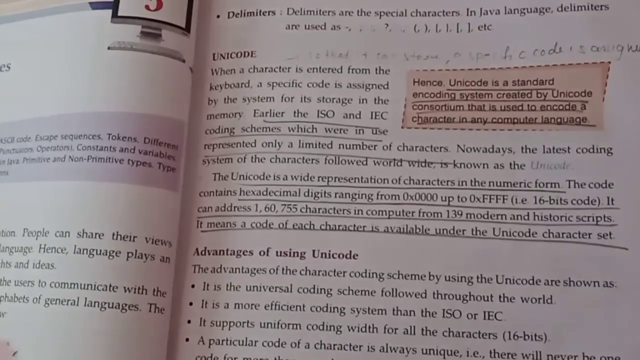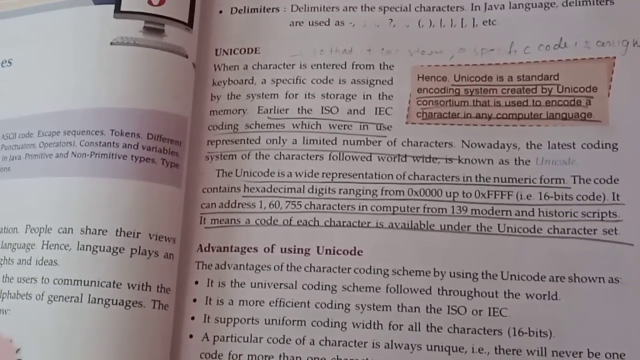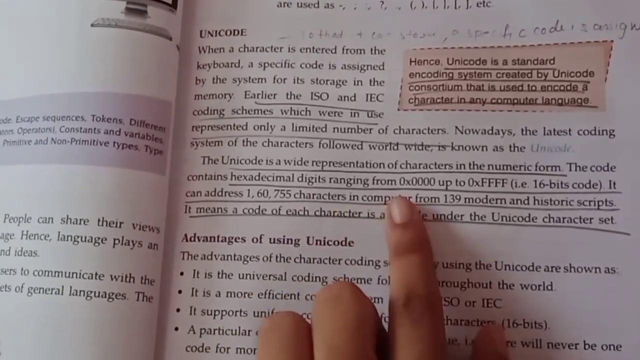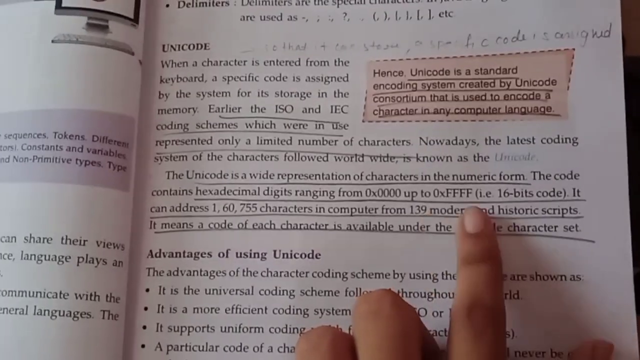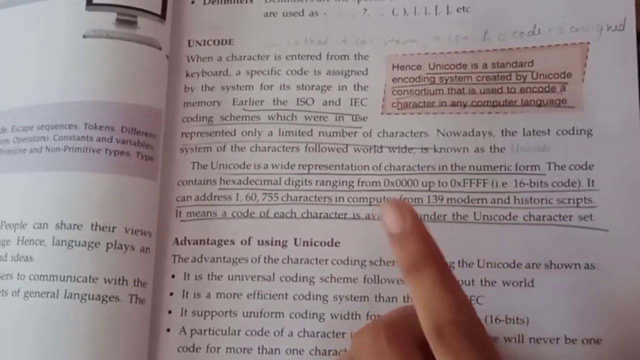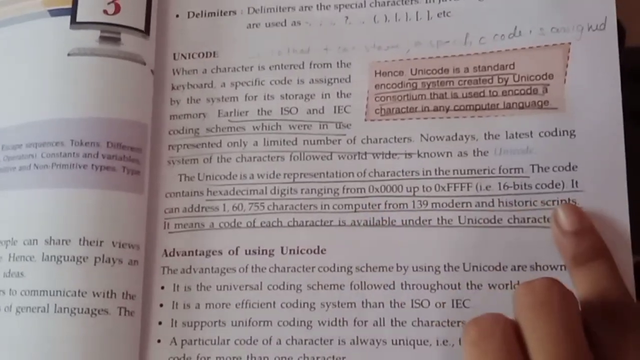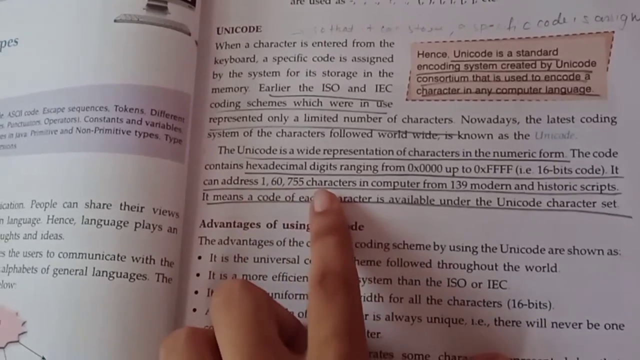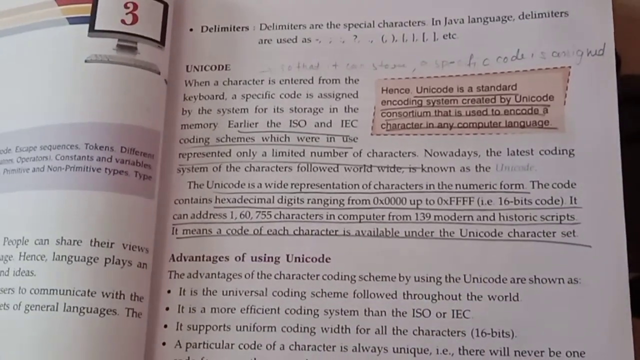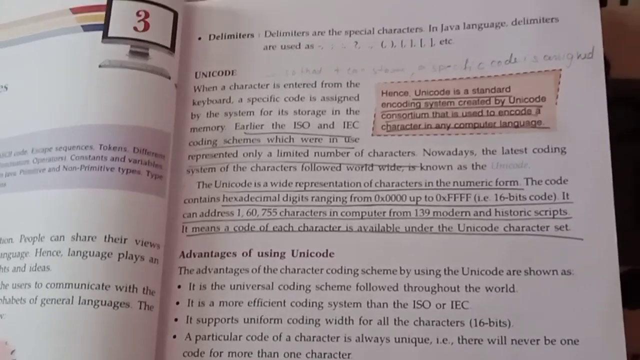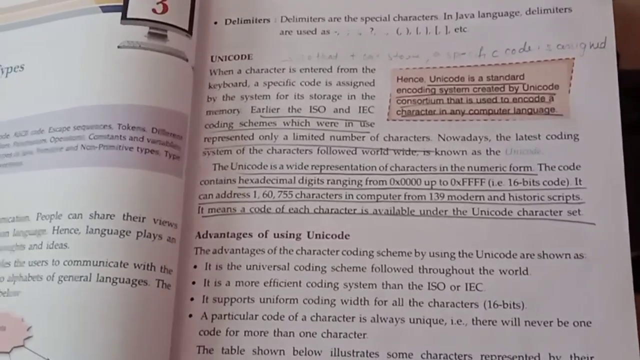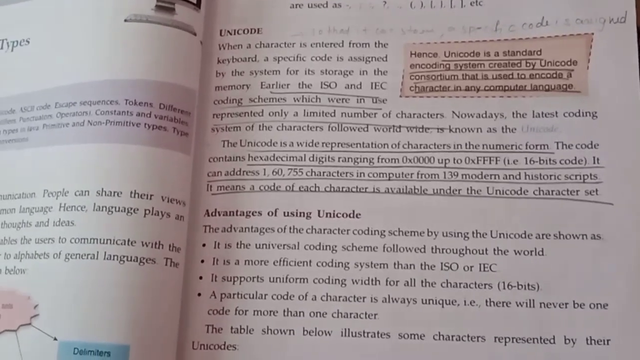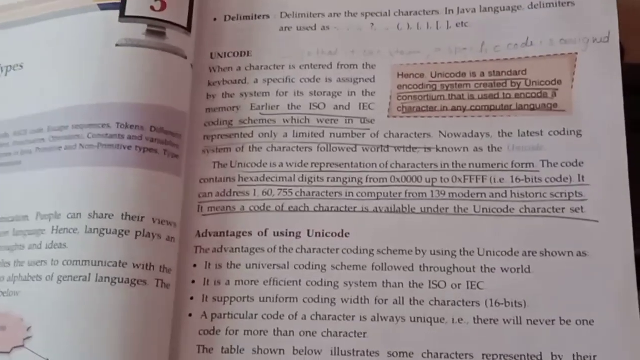Unicode is basically a simple kind of standard encoding system which consists of several characters, ranging from 0x0000 up to 0xFFFF. That means it can have a total storage of 16 bits code and can have 160755 characters in computers from 139 modern and historic scripts. So Unicode is basically a system which is created, and it can have so many codes within it, so many characters to write a computer language.